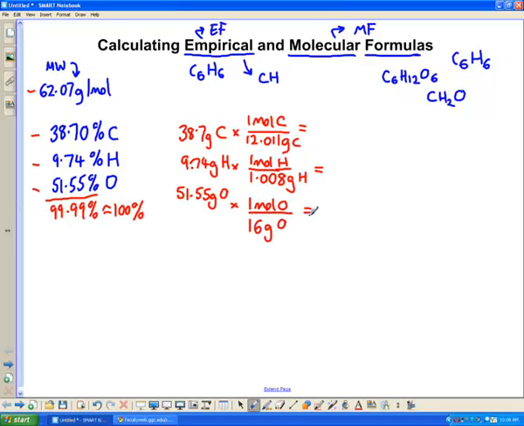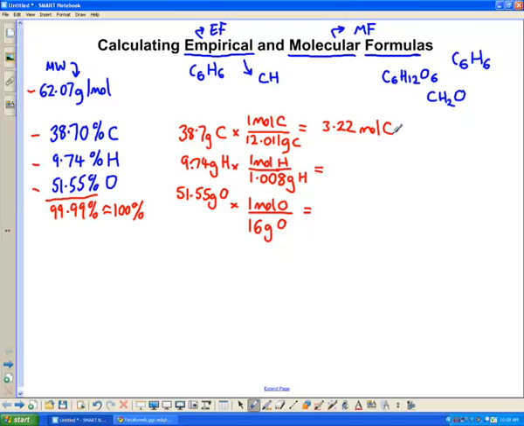So what we're going to do is just calculate the moles of each. So let's do that. You can see for the carbon here it's going to be slightly over 3: 38.7 divided by 12.011 gives us 3.22 moles of carbon.